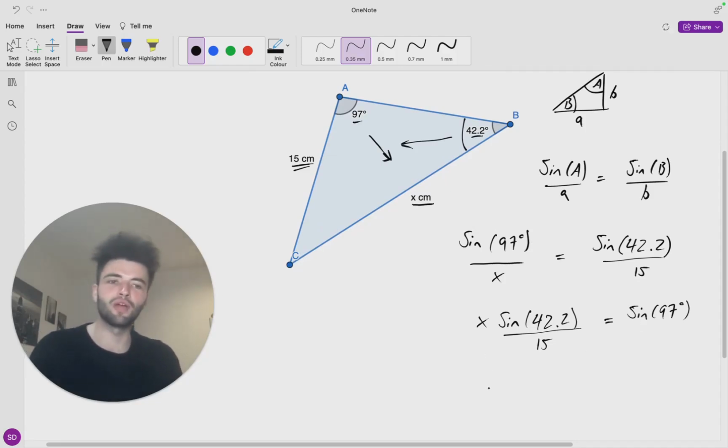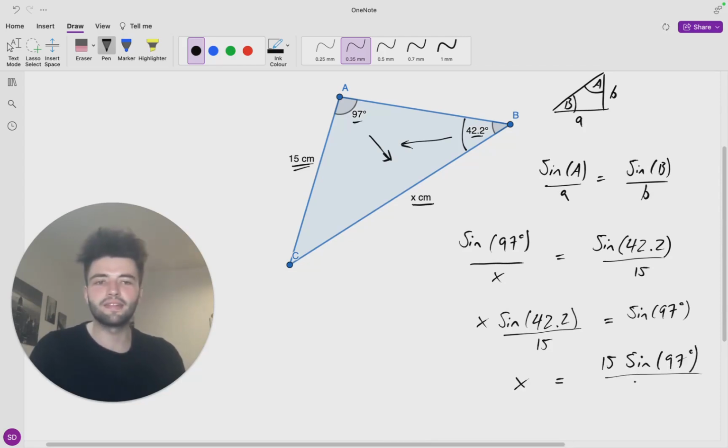The reason I'm doing this, by the way, rather than just plugging things into the calculator, is because I think it's always a good idea, if you can, to do your calculation at the end, because you're going to have less rounding errors. But of course, if you're happy to just use your calculator earlier, that's fair enough as well. When we get to this stage, I'm going to multiply across by 15, just to get rid of our 15 over here on the left. That gives us 15 in front of our sine 97. And lastly, we also need to get rid of that sine 42.2, so we divide across by that, and we get sine 42.2 on the bottom.